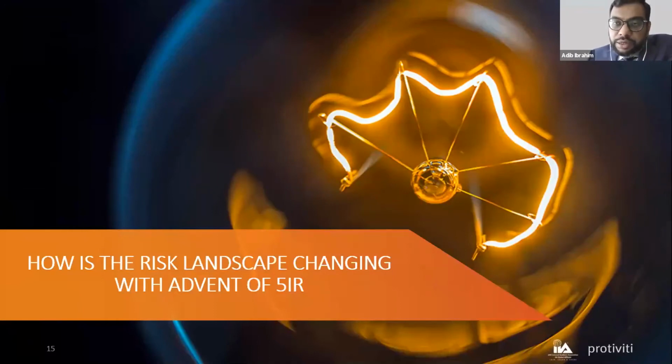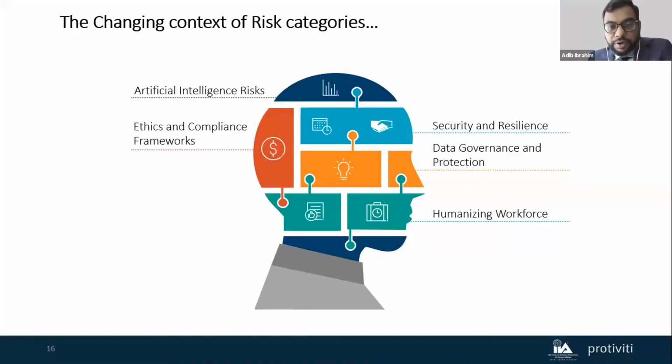So in the event of the fifth IR, there are many areas that we talk about, but five key topics become relevant. The first is the advent of artificial intelligence. The only way we can start building some of the key defining characteristics of the fifth IR is the emergence of artificial intelligence. That means it comes with its own set of risks. The compliance frameworks and the ethics frameworks would also need to be relooked at.